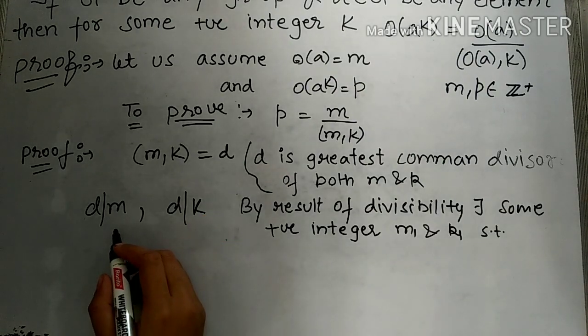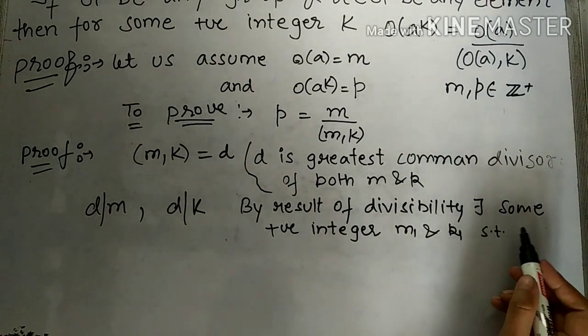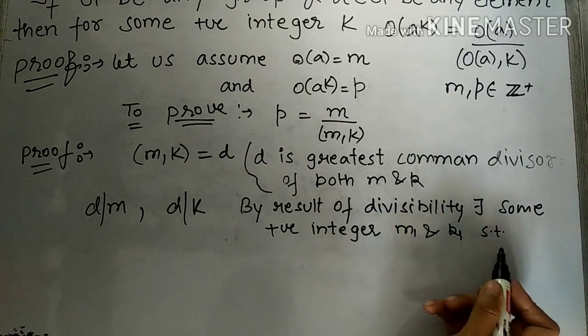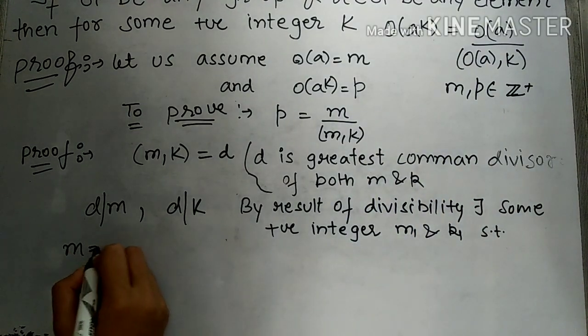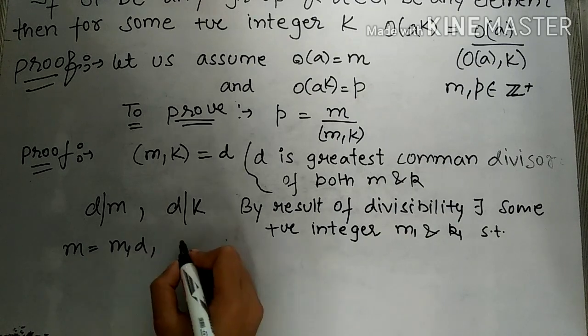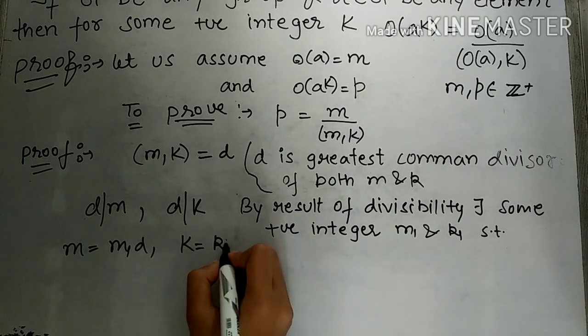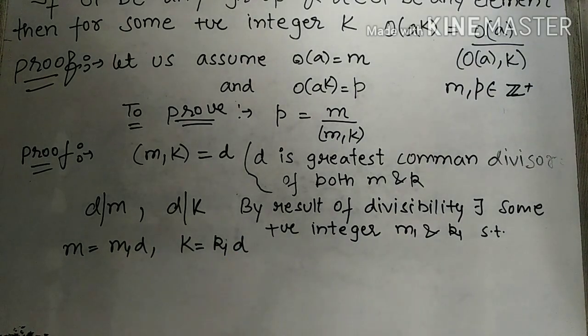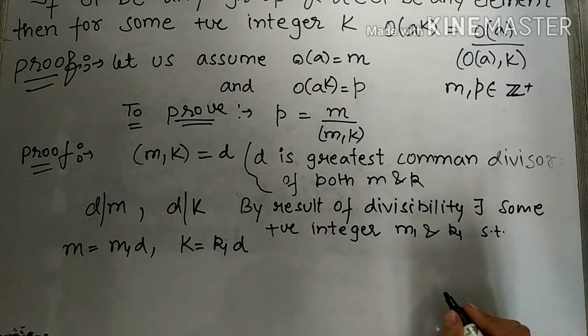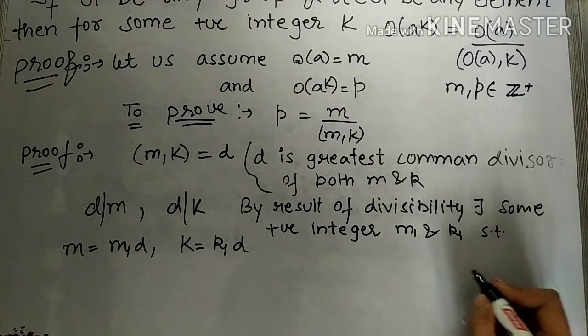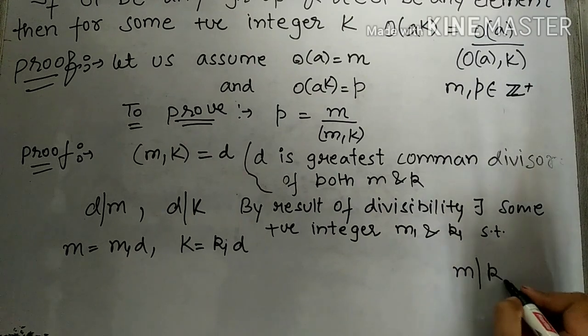So friends, by the result of divisibility, we know there must exist some positive integers m1 and k1 such that m will be equal to m1 into d and k will be equal to k1 into d. So friends, here check the first equation in which we have proved that m divides kp.